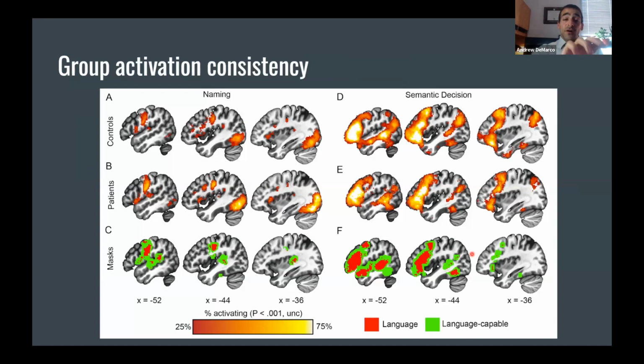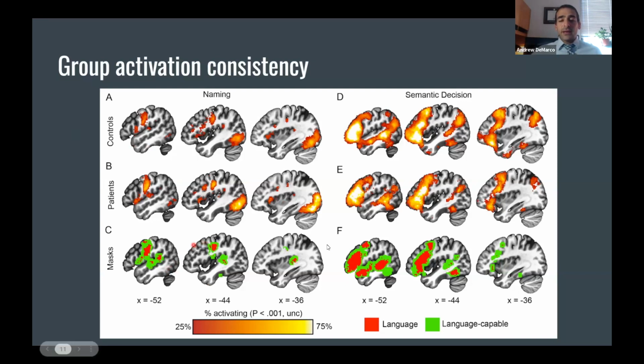So these are the group activation consistency, or penetrance, maps: what percentage of participants activate in each voxel. In the left column, you can see the naming task results. In the right column, you can see the semantic decision results. The controls are on the top row, the patients are on the second row. And then on this third row, we have the way that we're defining language and language capable tissue.